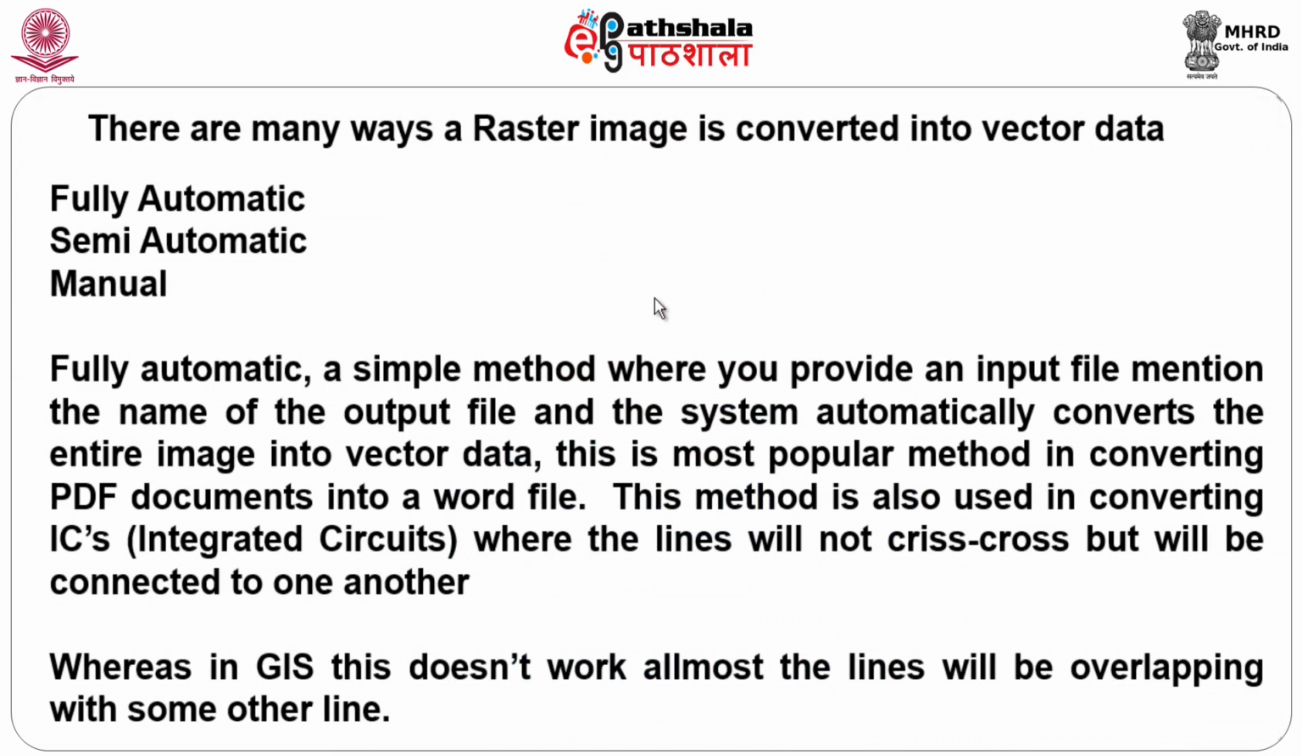There are three methods in which you can do it. One is fully automatic. In the sense, you just give the input, namely the raster image, then you give a name for the output, and just by clicking, the whole thing will be converted from raster to vector in no time. Don't you think such a process will not be convenient in many cases as far as the majority of GIS applications are concerned?